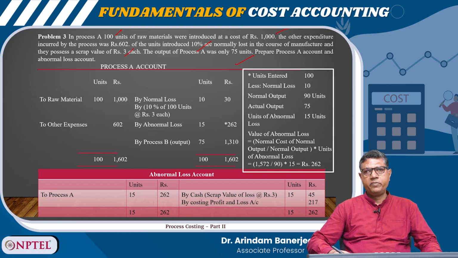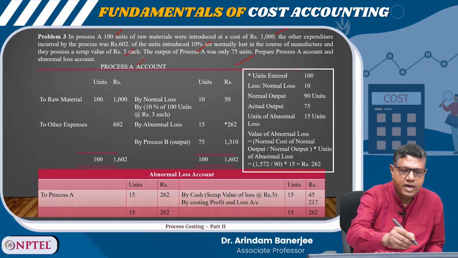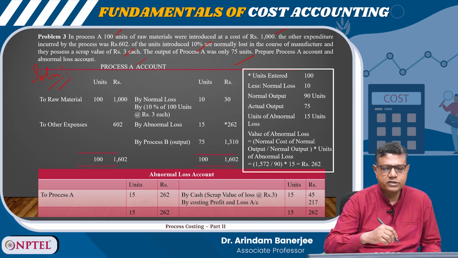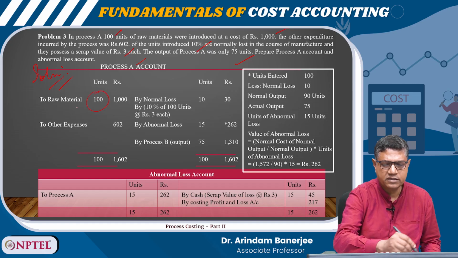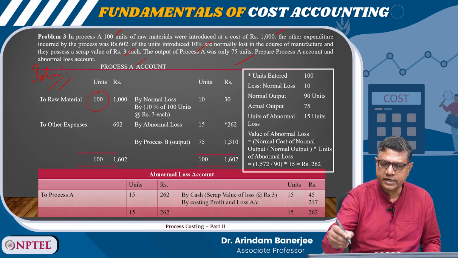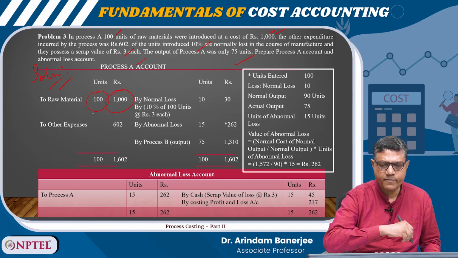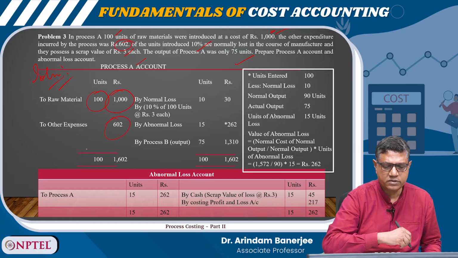So, we need to prepare an account for process A and create an abnormal loss account, right? Okay. So, I am creating the process A account. This is my solution. Process A account: how much is introduced? 100 units, right? What is the cost? Here it is given, 1,000. The other expenses incurred in the process are given as 602.